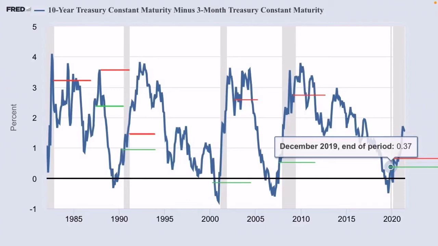I'm going to be covering 6 crashes that happened in the market between 1980 and 2021. So I'm going to start first on the right side, and I'm going to cover the top of the market and the bottom of the market. The top of the market is shown in green and the bottom of the market is shown in red.